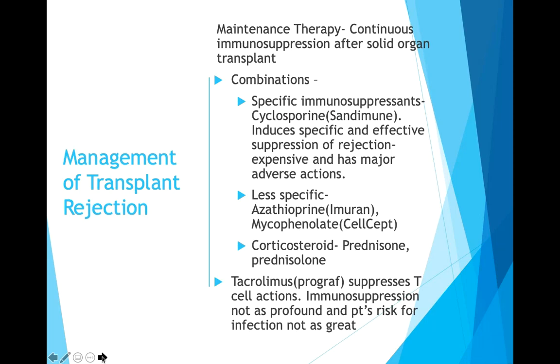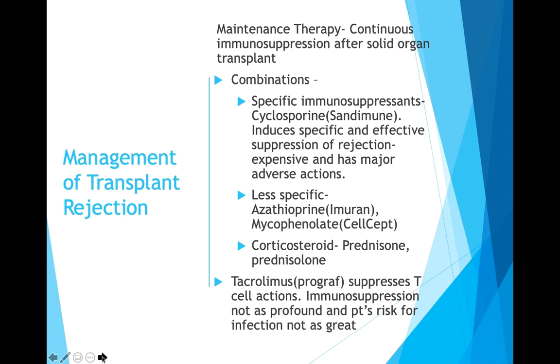Management of any transplant rejection, the patient needs to be on a maintenance therapy. It's that continuous immunosuppression because they received an organ transplant. So it's typically combinations of medications. So specific immunosuppressants such as cyclosporin, and we already talked about the complications, the adverse reactions from that. But these include specific and effective suppression of the rejection. They are a lot of money, and they have major adverse reactions.